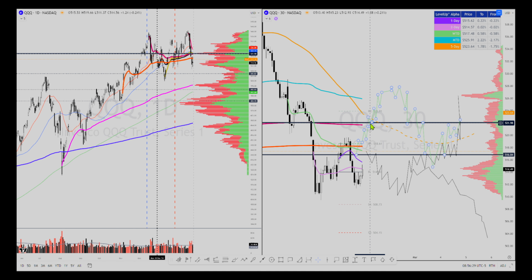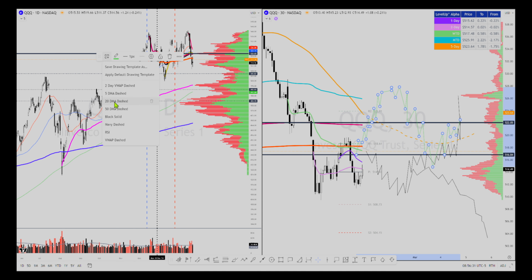So just a couple ideas, a couple potential scenarios that could potentially play out.